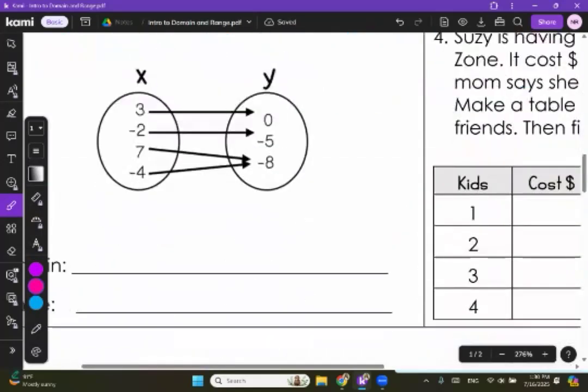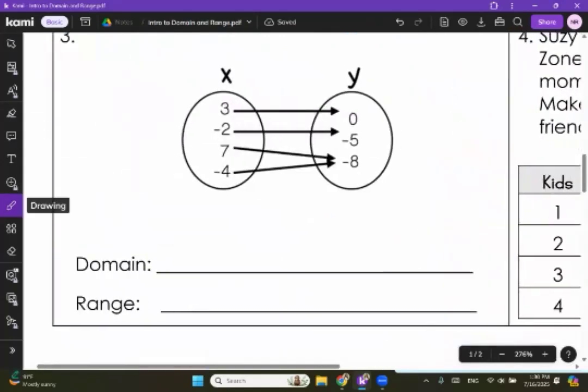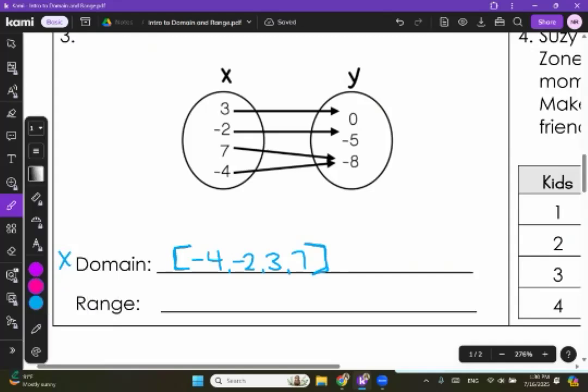Number 3, this is a map. We're not asking if it's a function or not, so you really don't have to draw your t-chart, your table for this. You're just listing these values in order from smallest to largest: -4, -2, 3, 7. For your y values, notice that -8 repeats, but once again, any repeating values, you just list them one time.